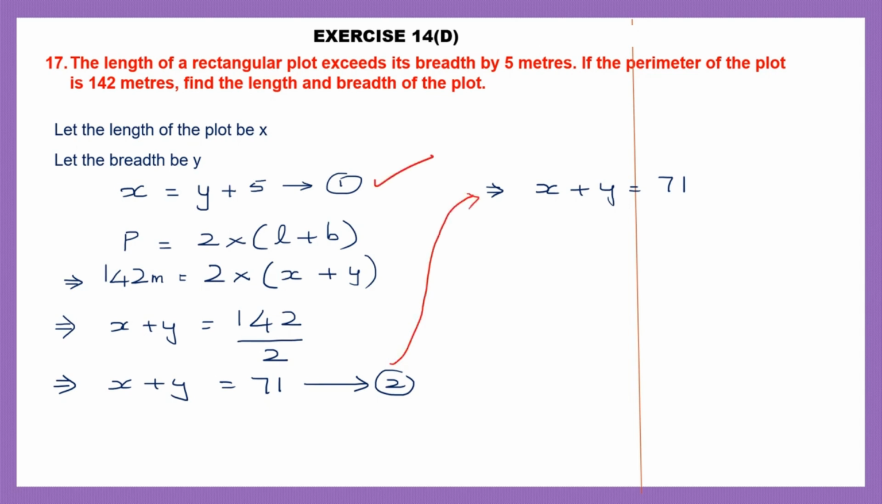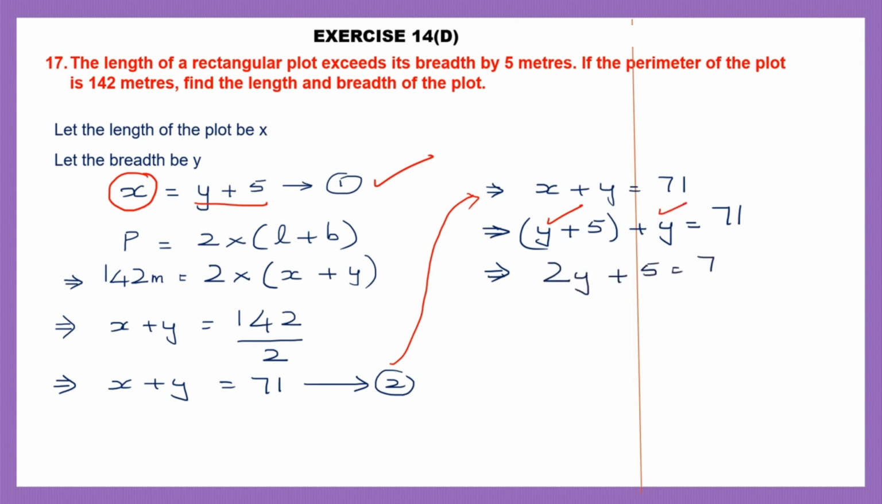Now I'm going to look at my first equation. I have the value of x given here as y plus 5. So wherever I have x, I'm going to substitute it with y plus 5. So instead of x, I'm going to write y plus 5. I'll continue the rest of my equation: plus y is equal to 71. Now let me look at both the y's. I have y here and y here. So 1 plus 1 is 2. So 2y plus 5 is equal to 71.